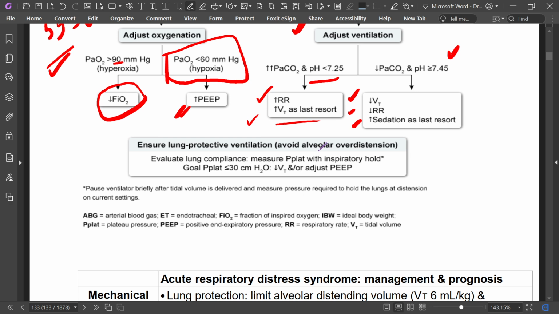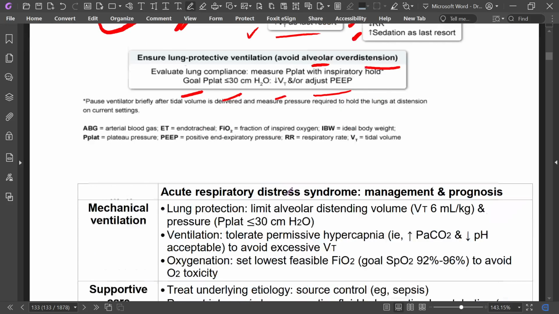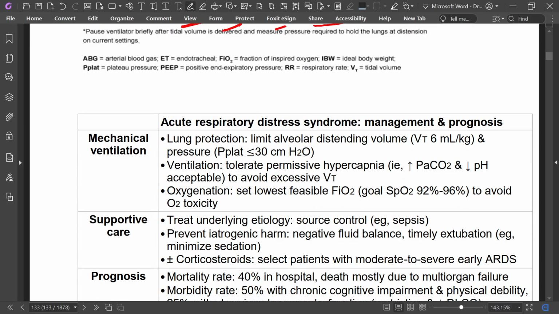Ensure lung protective ventilation, avoid alveolar overdistension. This is very high yield. Evaluate lung compliance, measure plateau pressure with an inspiratory hold. If plateau pressure is more than 30 centimeters of water, decrease tidal volume and adjust PEEP. In ARDS management, mechanical ventilation with lung protection, limiting alveolar overdistension: tidal volume 6 ml per kg, plateau pressure less than 30. So 6 and 30.